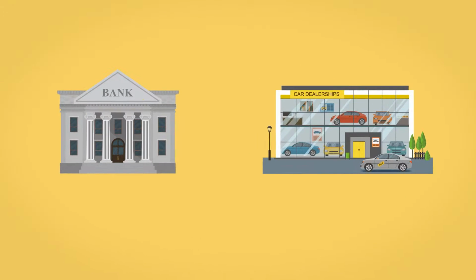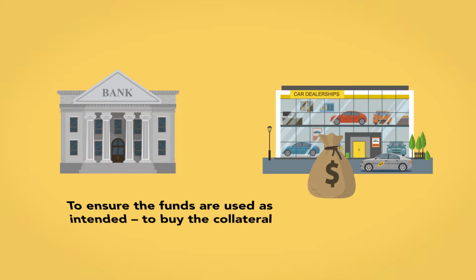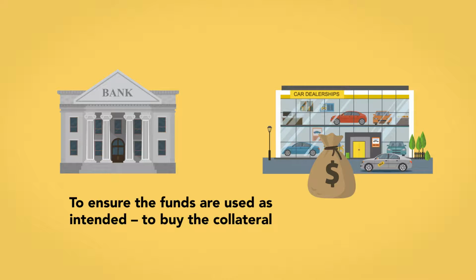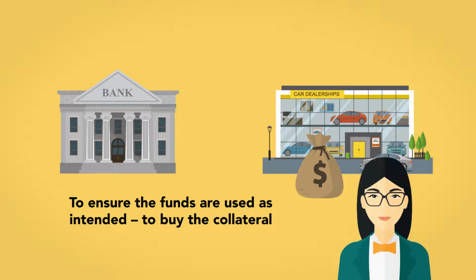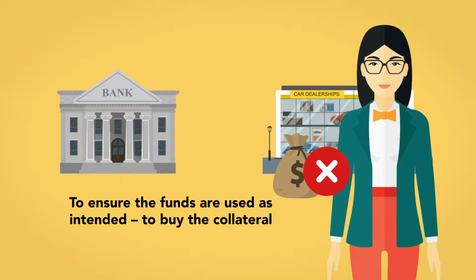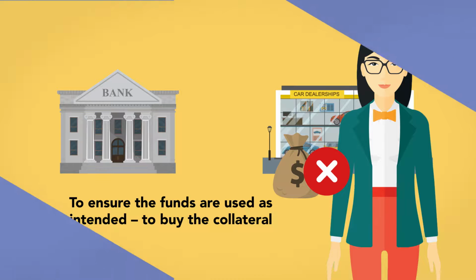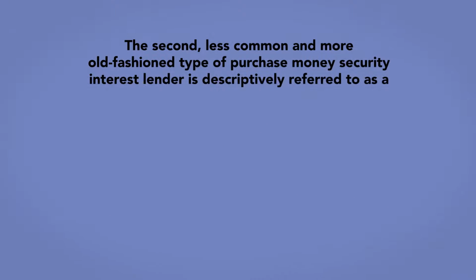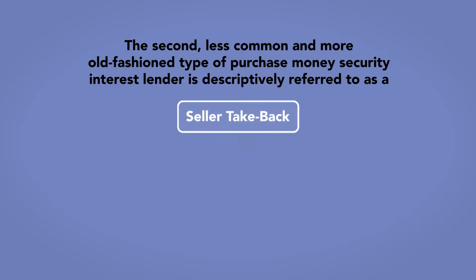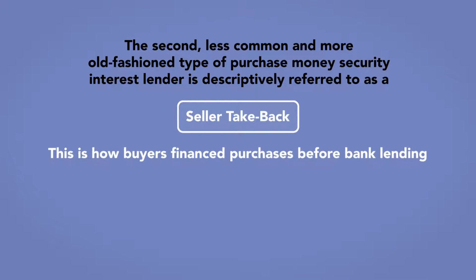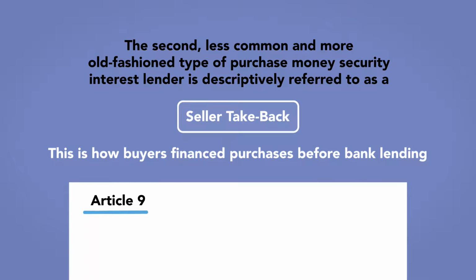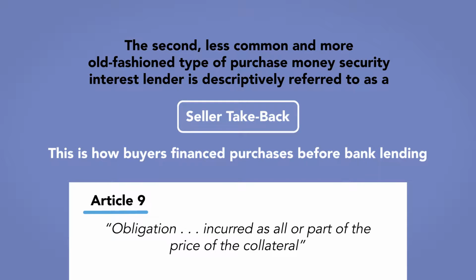That's why in most cases, the third-party lender will simply pay the seller of the collateral directly to ensure that the funds are used as intended, to buy the collateral. Releasing the funds to the debtor is just too risky. The second, less common and more old-fashioned type of purchase money security interest lender is descriptively referred to as a seller takeback. This is how buyers finance purchases before bank lending and is defined by Article 9 as the obligation incurred as all or part of the price of the collateral.